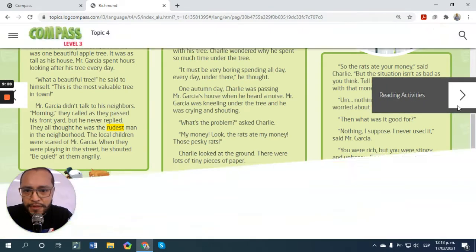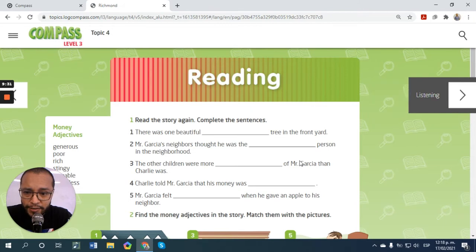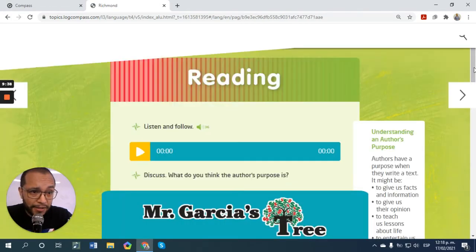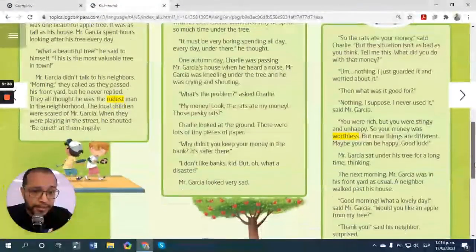Let's continue with the 5th question, and it says Mr. Garcia felt when he gave an apple to his neighbor. Let's see what the author says. I guess he felt happy or he felt generous. Let's see.